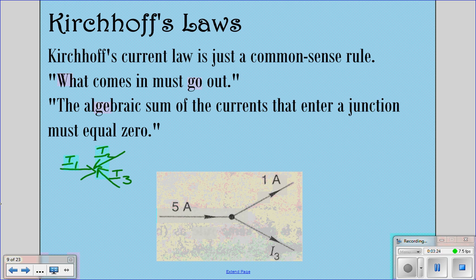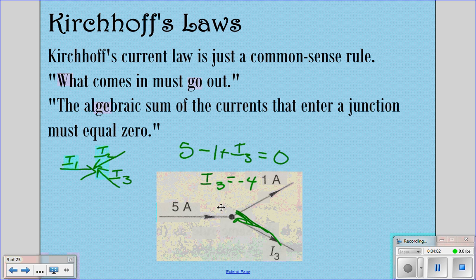So if we have a picture that is similar to this one where we have 5 amps going this way, and then we have 1 going up here, and instead of going out, we have 1 more that's coming in this way, and we want to solve for I3. We know that 5 minus 1 plus I3 equals 0. And they did a minus 1 to make it come towards the direction. It's a 1 leaving, so it's a negative 1 going the other direction. And so I sub 3 is going to be a negative 4.